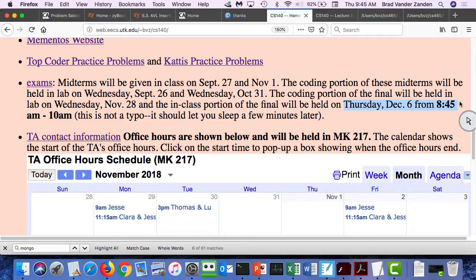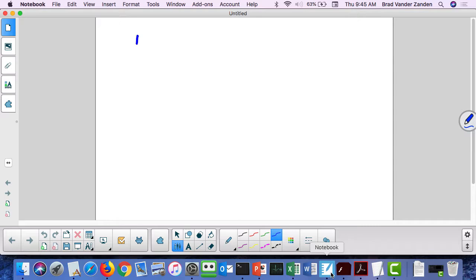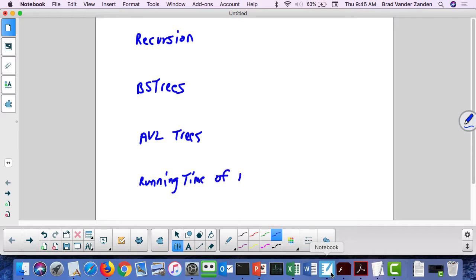So the exam is only cumulative in the sense that I expect you to know all of the data structures we covered this semester, and I expect you to be able to, given a problem description, tell me which data structure you would select, much like you had to do in the second midterm. So other than that, the final is going to cover recursion. It will cover binary search trees. It will cover AVL trees. And it will cover the running time of programs. Again, we will get to the running time of programs on Tuesday.